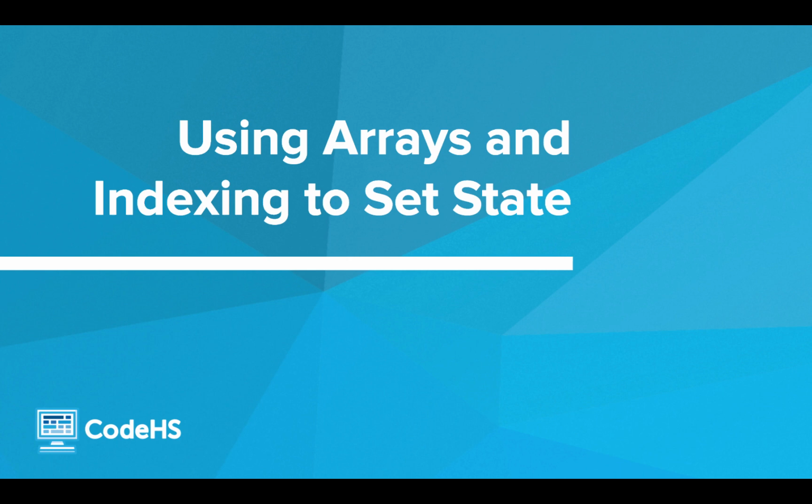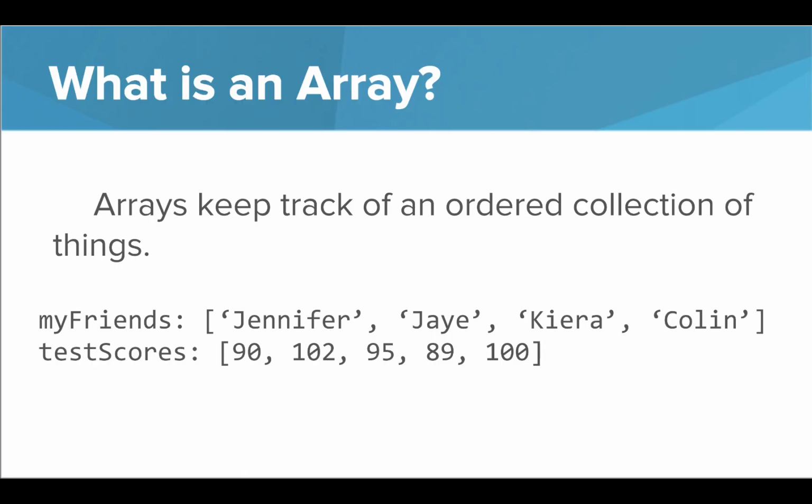Hi, in this lesson, we're going to look at how we can use arrays and indexing in our apps. Let's start with a quick refresher. An array, or a list as they are also called, keeps track of an ordered collection of things. Here we have two different lists, one called My Friends that contains 4 strings, and another called Test Scores that contains 5 int values. An important thing to note about arrays is that they are mutable, meaning that the items held inside them can be altered.